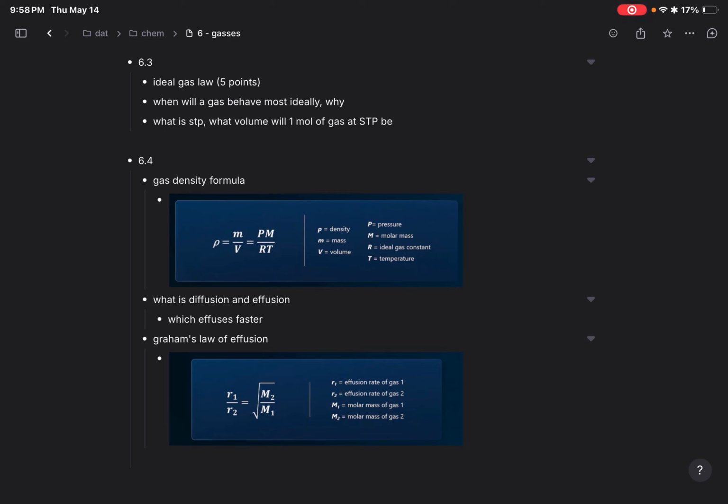So, the 5 postulates of the ideal gas law. One, the gas particles are in random, constant, straight line motion. Number two, the average kinetic energy of all the particles is directly proportional to the absolute temperature in Kelvin. Number three, the volume is negligible. Number four, there are no intermolecular forces between the particles. And five, they go through perfectly elastic collisions.